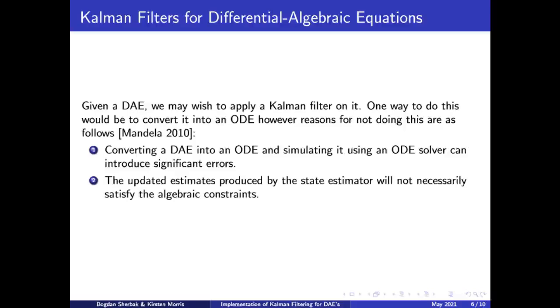Each sigma point has a differential and an algebraic part. The differential part is calculated in the standard way, then the algebraic constraint is solved to obtain the algebraic part. This has to be done for every sigma point and for both steps in each iteration of the unscented Kalman filter.